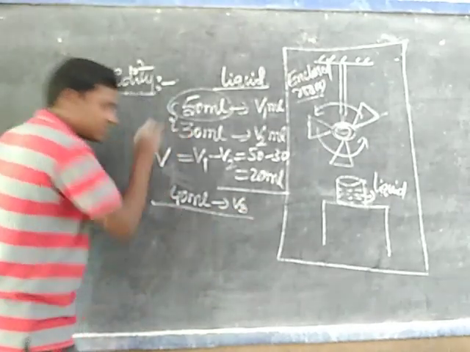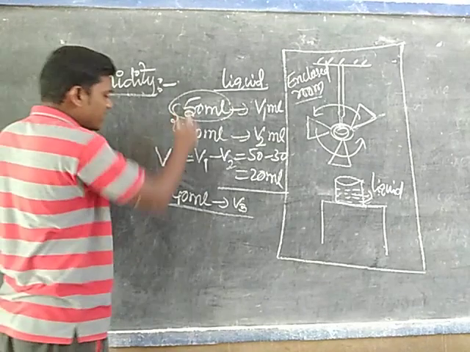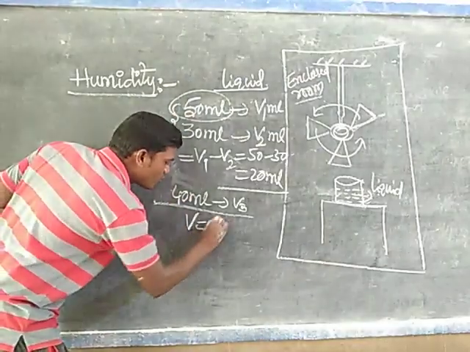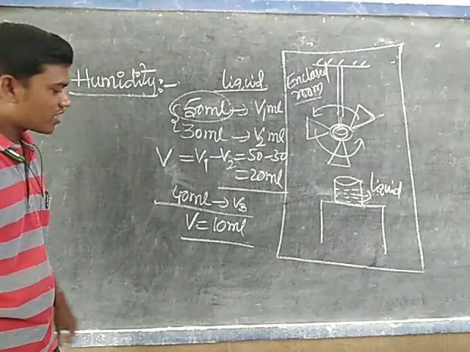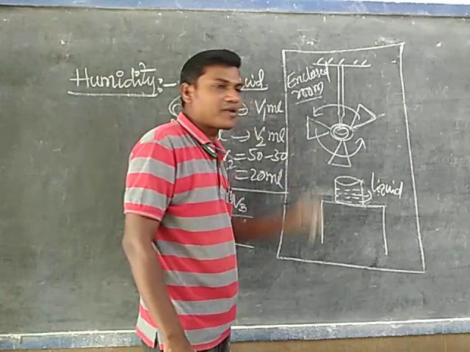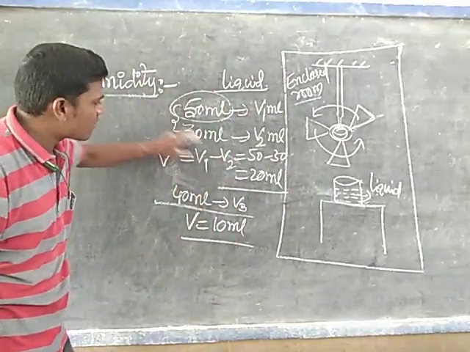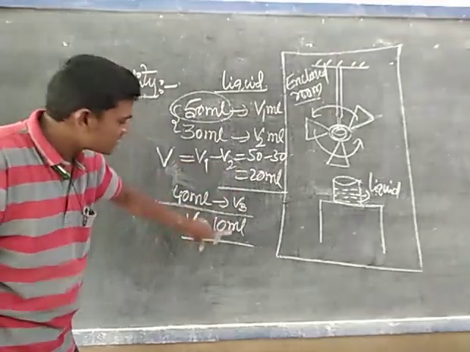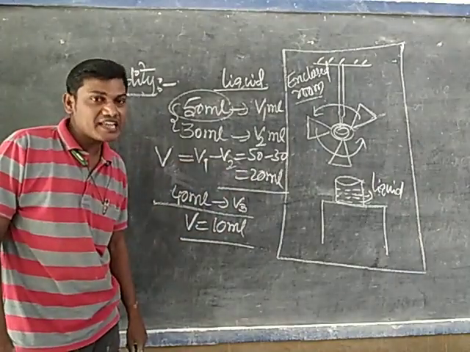This is the V3, in the second case, the second beaker. That's why 50 minus 40. What is the volume? Only 10 ml. What is the meaning of this? Only 10 ml of water or liquid is evaporated in the second time. In the first time, how much? 20 ml. In the second time, only 10 ml. So what am I understanding here?